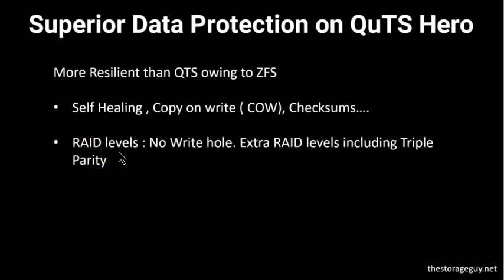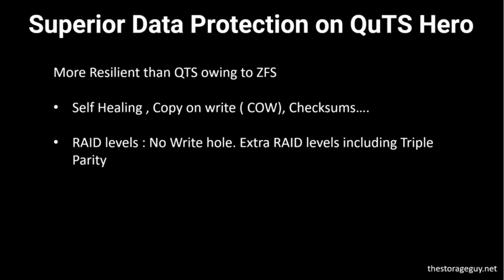On the RAID level, you have some extra RAID levels. On QTS, you have RAID 0, 1, 5, and 6, which you will also see on Hero. But on Hero, you will see an extra RAID level called triple parity. So with triple parity, you have three parity bits. For example, with an 8-disk RAID, you will get 3 hard drive disk failure protection.